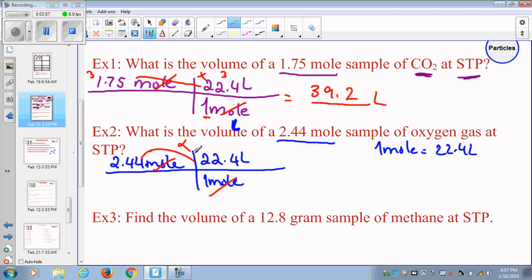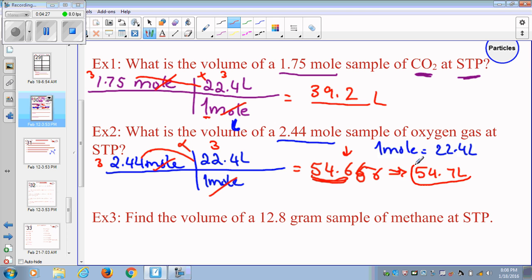The calculator gives me 2.44 times 22.4. It's a huge number: 54.6656. Now, if you pay attention, as I said, I need 3 significant digits here and 3 here, so my answer is going to have 3 significant digits. My last digit is right here. I have a 5 after that, so I will round it up.